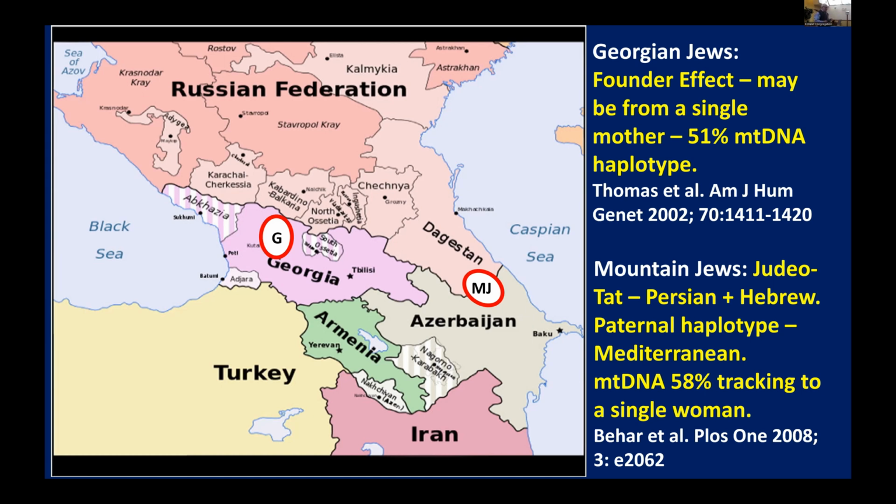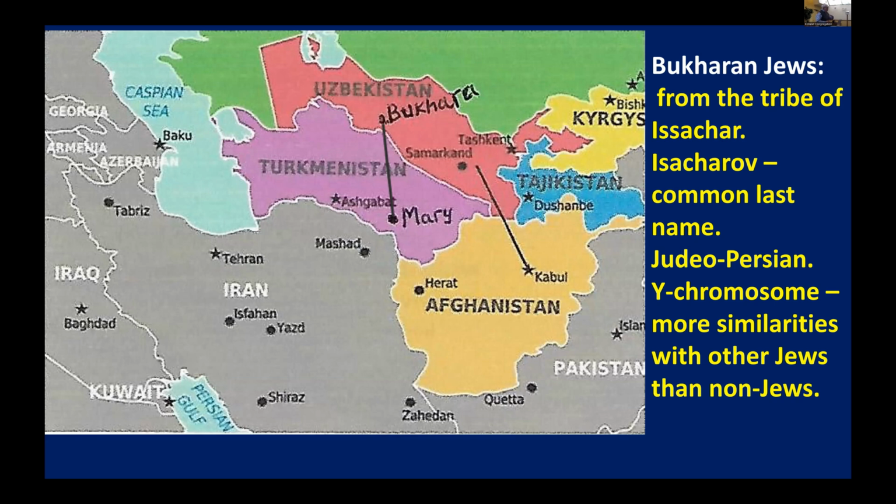Then there are the mountain Jews that live in Dagestan. They have nothing to do with Georgia, with a different language and different customs, except the Judaism, obviously, which is the same. They continued the language, interestingly, Judeo-Persian, which is a mixture of Hebrew and Persian. That's what they speak. And 58% of them track to one single woman going back many generations.